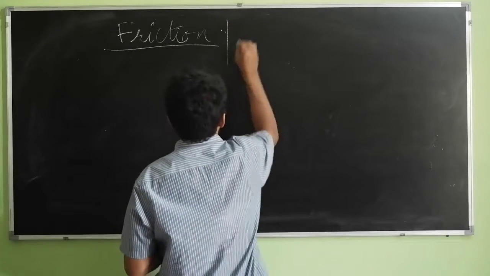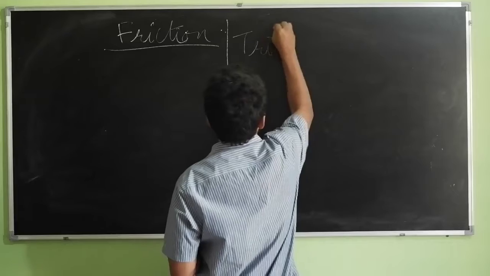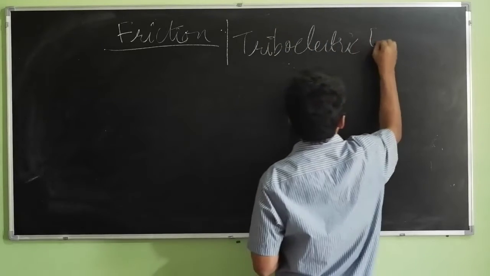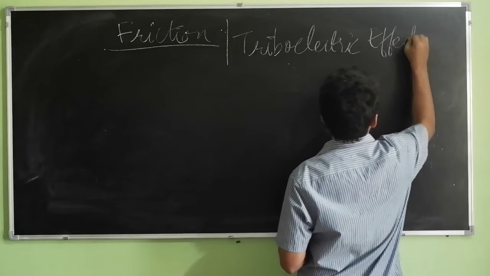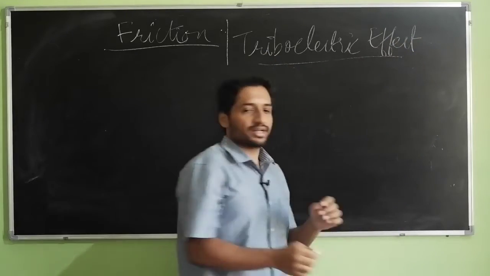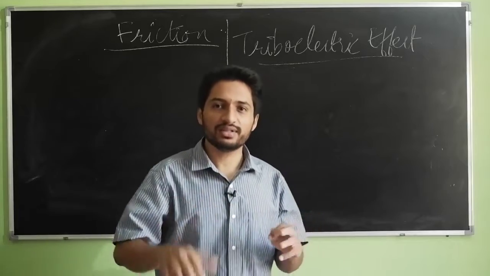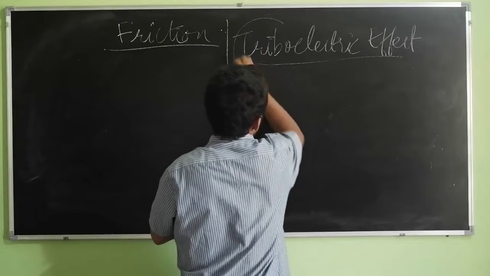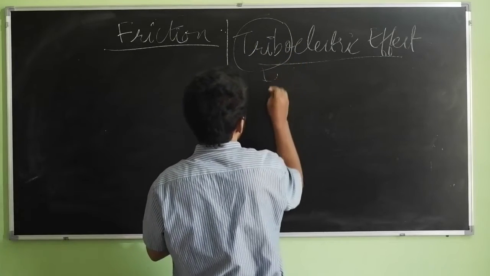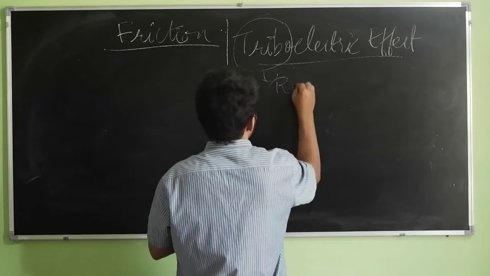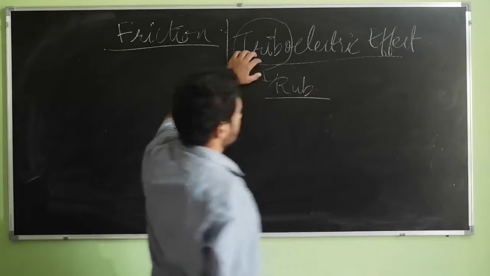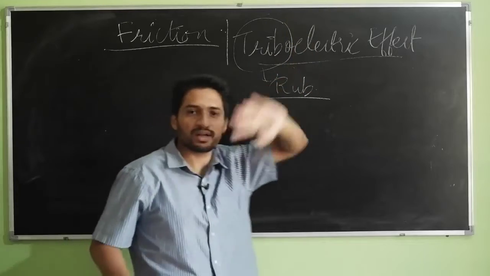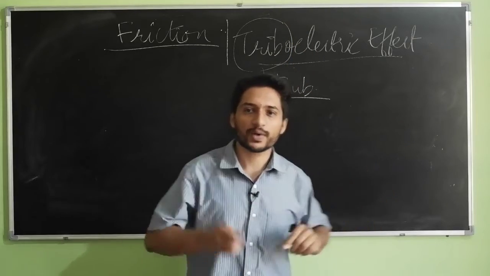This is also called the triboelectric effect. So what is the triboelectric effect? When you rub objects, they become charged. That is what is known as the triboelectric effect. Tribo is a Greek word which means rub. So Greek for rub is tribo. That's why triboelectric: rubbing gives it an electric effect.